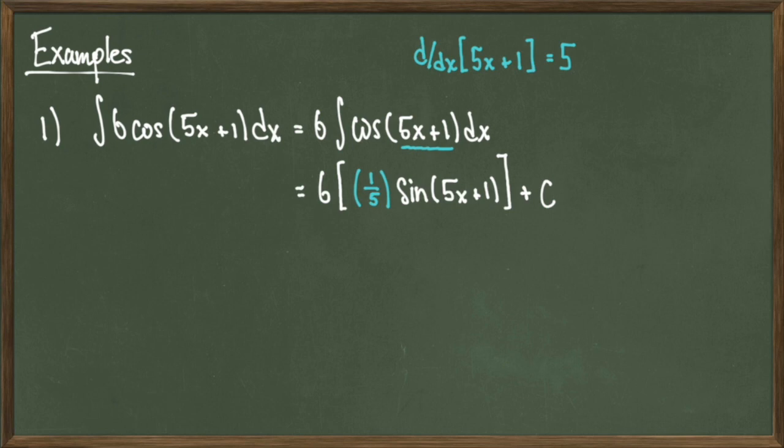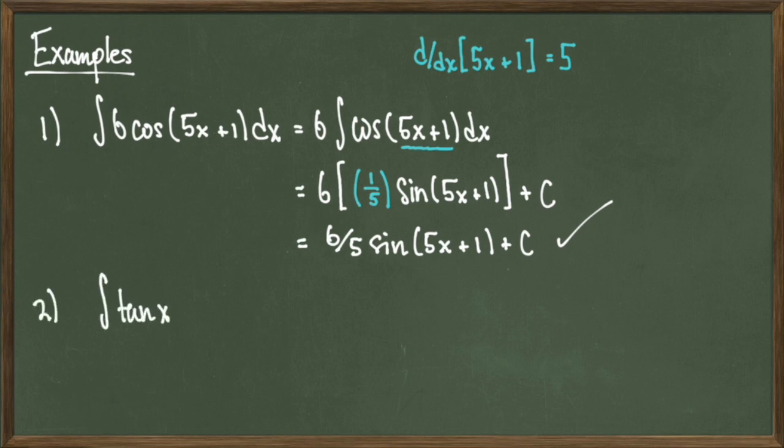Think about it this way. If I were to take the derivative of sine of 5x plus 1, I would end up with 5 times cosine of 5x plus 1. So this factor of 1/5 makes up for that missing factor of 5. This problem is basically the chain rule, but in reverse. And of course, once I simplify everything, I'll end up with 6/5 times sine of 5x plus 1 plus c, and we're done.